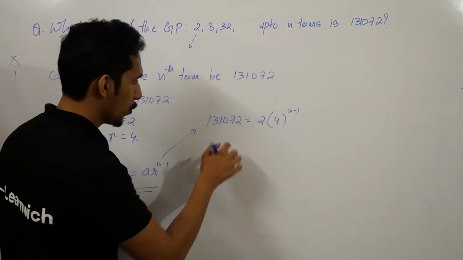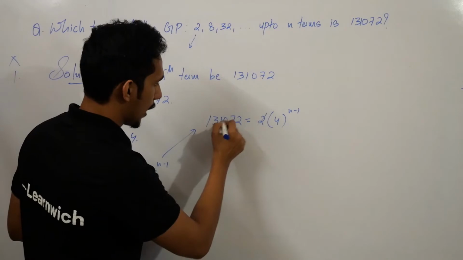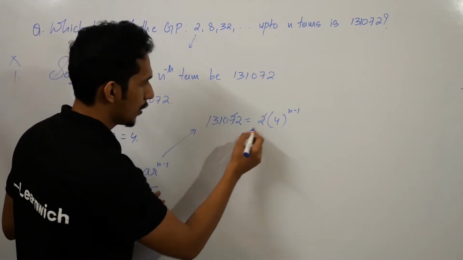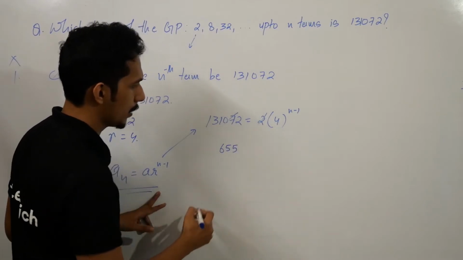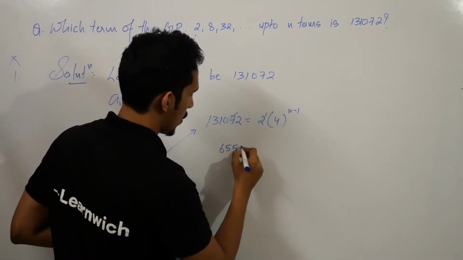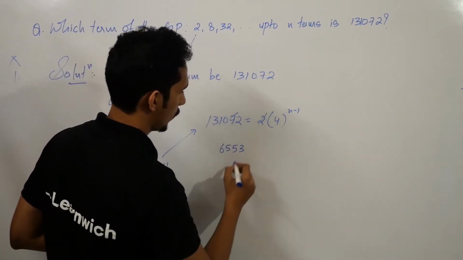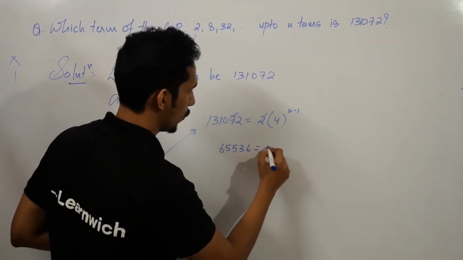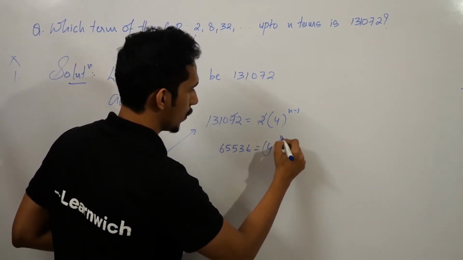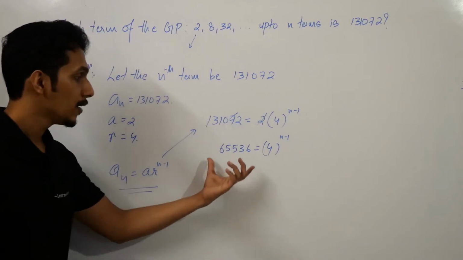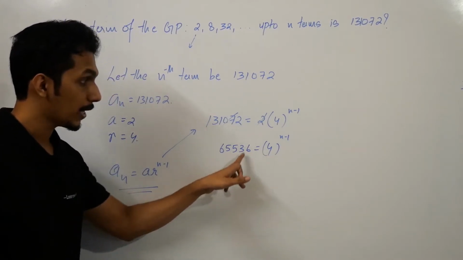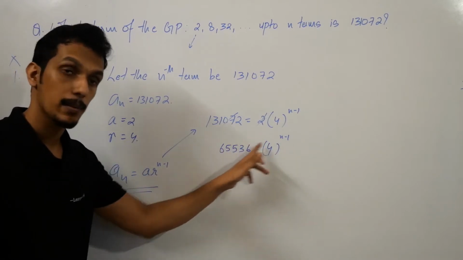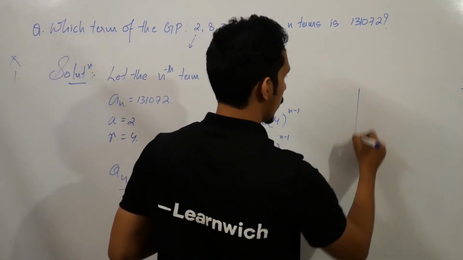Okay, so this 2 goes to the other side. So you can cancel it out like this. You get 65536 is equal to 4 raised to n minus 1. So how to solve? We have to reduce this with a base 4 so that it gets an exponent and we can just compare the exponents. Alright, let's see if that's possible.